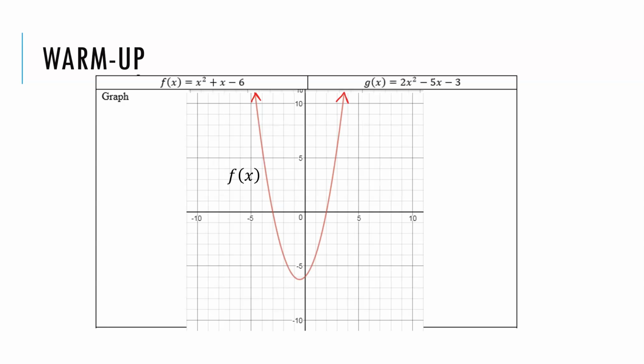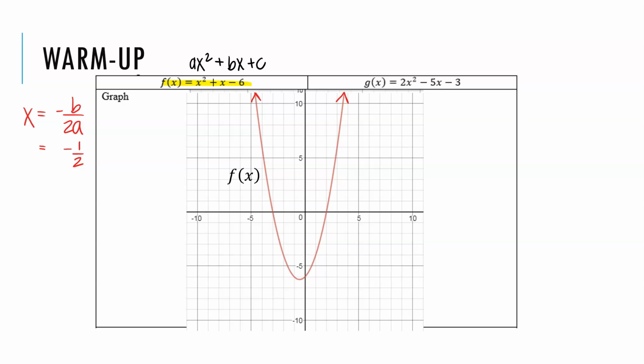This is the graph that you should have gotten for f of x. As a reminder, in terms of strategy, I always recommend graphing quadratics by first identifying the axis of symmetry using the formula x equals negative b over 2a. We end up finding our axis of symmetry is x equals negative 1/2, given the function rule x squared plus x minus 6. And the variables a and b come from standard form, ax squared plus bx plus c.